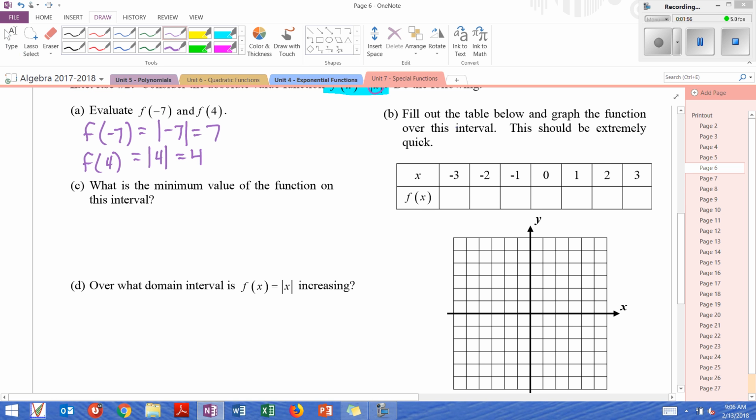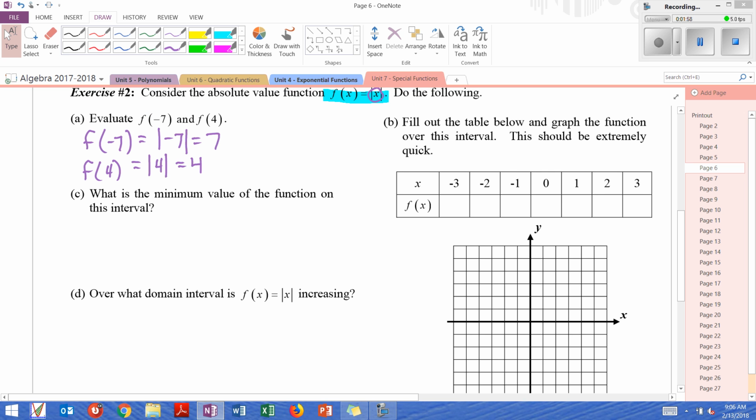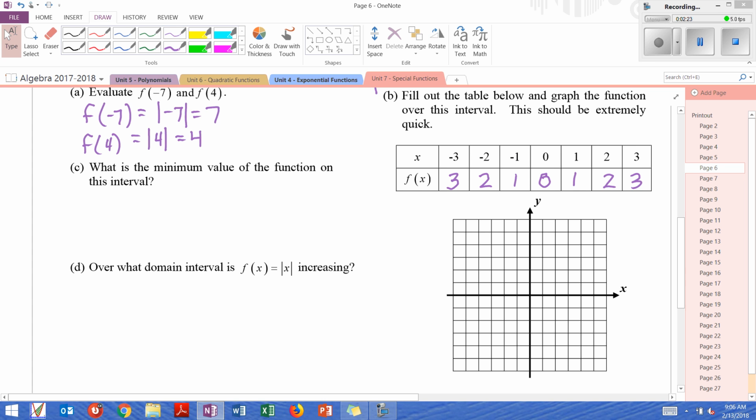Now in B, we're going to fill out the table of values, and then we're going to graph it. It doesn't say to graph, but let's do it anyways. So the absolute value of 0 is 0. Absolute value of 1 is 1. Absolute value of 2 is 2, and so on and so forth. The same thing with the negatives. The absolute value of -1 is +1, +2, +3. We're just taking each one of these x values and substituting it right in there, so it makes it positive.